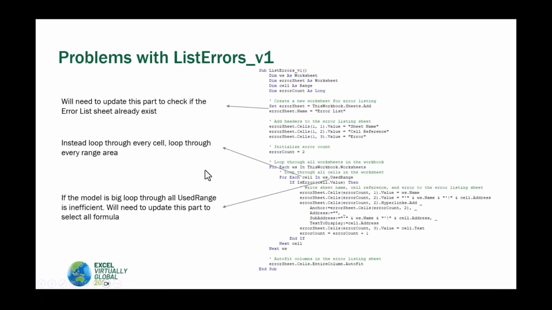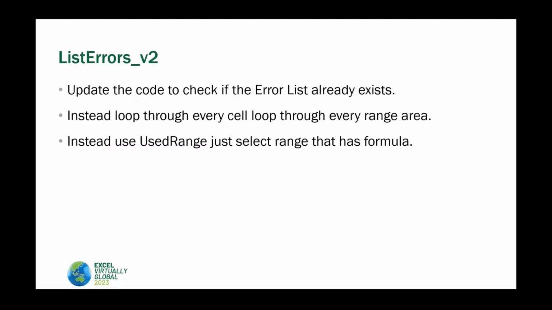Alright, let's go back to the PowerPoint slide that we have. As I discussed with you, we need to update this part of the code to check if the Error List sheet already exists. We need to look through every cell. Instead of doing that, we look through every range area, and instead of using UsedRange, we only use the formula range only. Alright, let's design a prompt to ask ChatGPT to build that for us.